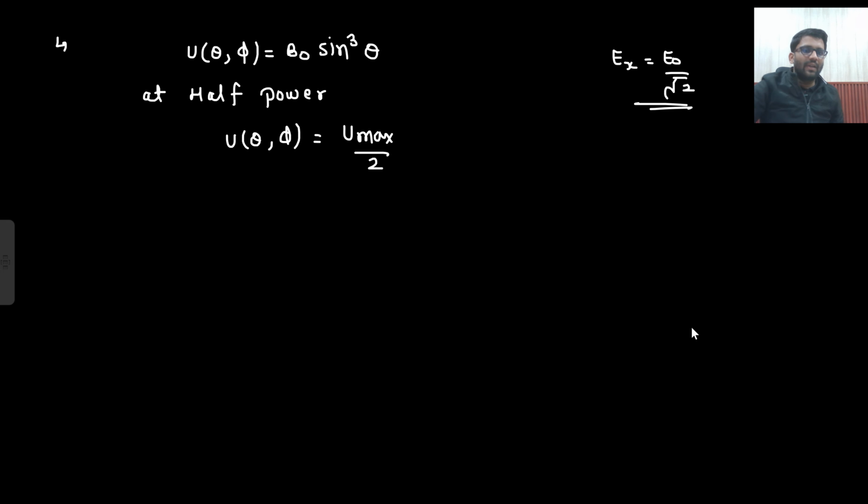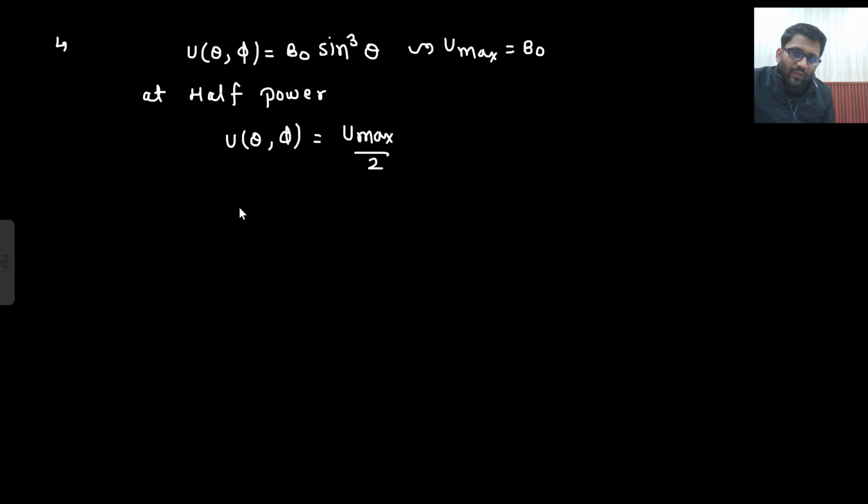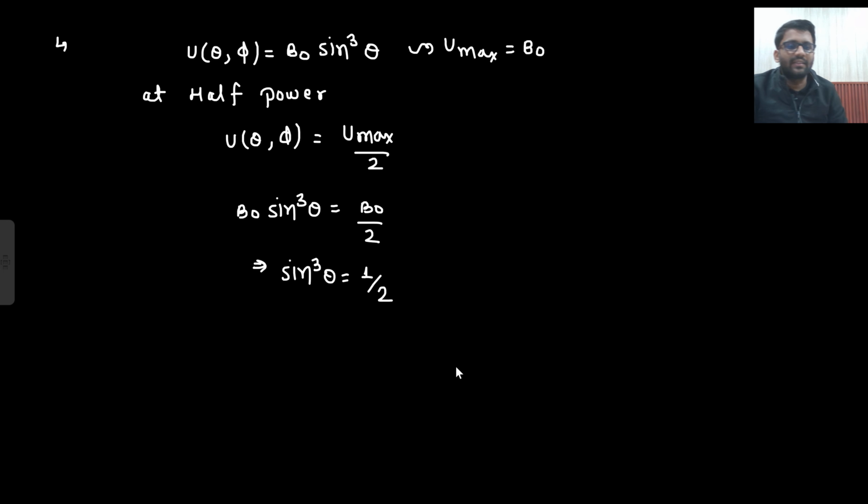But at half power, what will happen? Half of maximum value. And what is the maximum value here? B naught. So basically at half power, B naught sine cube theta would be equal to the maximum value, that is B naught, divided by 2. Basically this term sine cube theta will be equal to 1 by 2. So directly looking at the question, will you be able to write down this term? Then sine cube theta will be equal to 1 by 2. How will you write it down? Okay, what they are asking is half power beam width, and what is given?